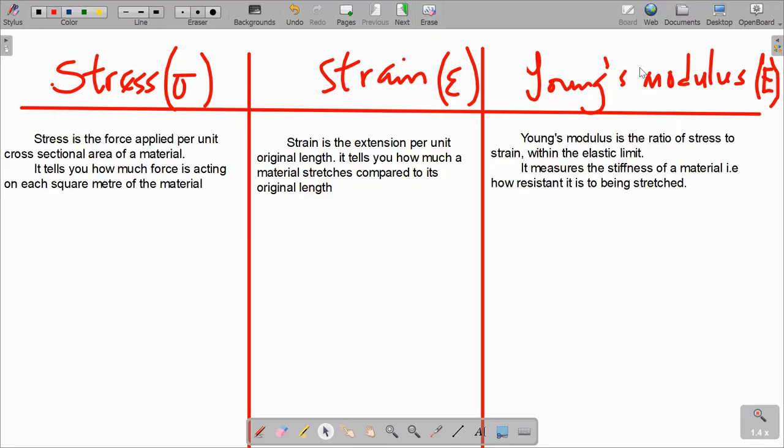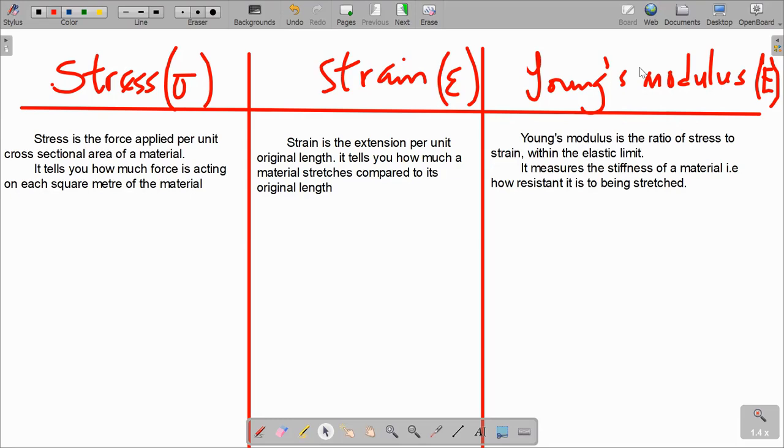Hello guys. So in this video, we're going to talk about stress, strain, and Young Modulus. And at the end of this video, we should be able to know the definition of stress, strain, and Young Modulus, the equations that relate stress, strain, and Young Modulus together, how to solve for stress, strain, and Young Modulus, and also simple calculation questions that involve stress, strain, and Young Modulus.